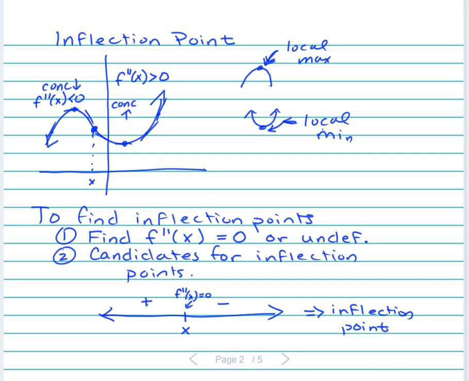All right. But before we get too far with inflection points, let's talk about the second derivative test for finding local extrema. To do this, we're going to start off by finding our critical points, which means we set our first derivative equal to 0 or find where it's undefined. And those x values that we get from that are going to be our critical points. So we find our critical points using the first derivative.